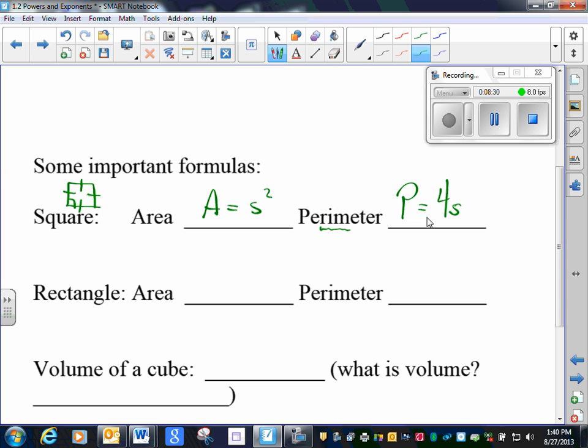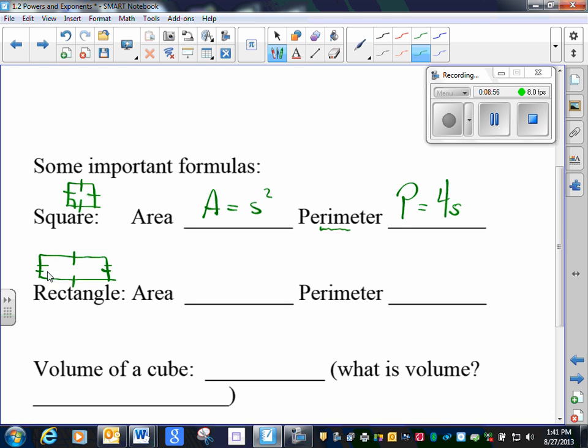We use the variable s when we're dealing with a square because all of our sides are the same length. We don't really have a length and a width. We basically just have a side. Rectangle, let's draw one of those. Cute little guy. There he is. These sides are the same length. We'll put 1 little hatch mark and 2 over here.